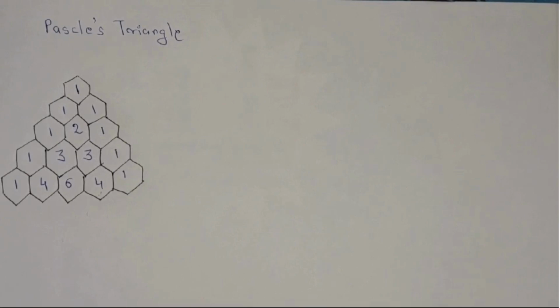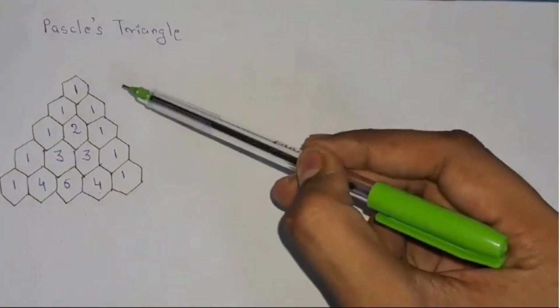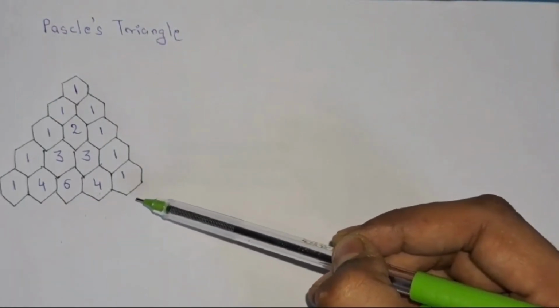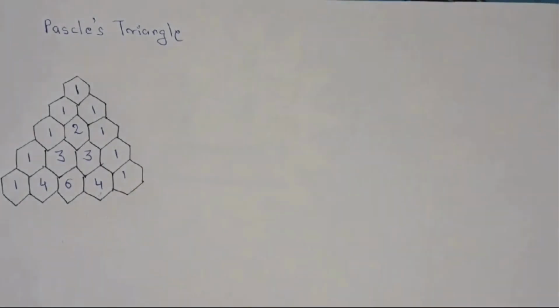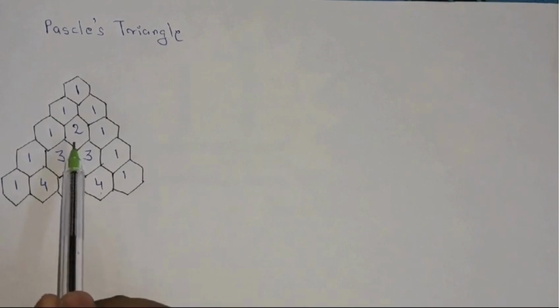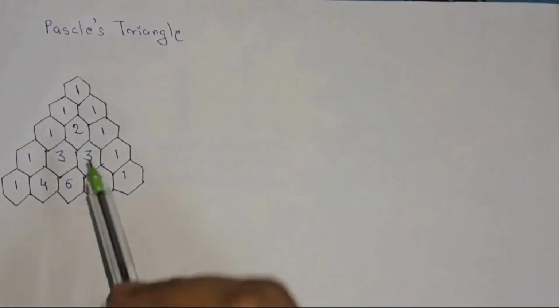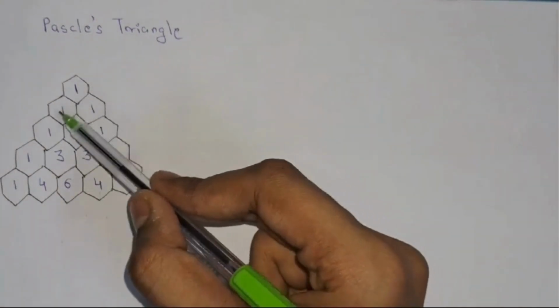So first, what is Pascal's triangle? Pascal's triangle is nothing but basically a two-dimensional array in which the first element and the last element of every list in the Pascal's triangle is 1. The second property of Pascal's triangle is that the element which is in between is the sum of the elements above it. Like here, 2 is the sum of 1 and 1.